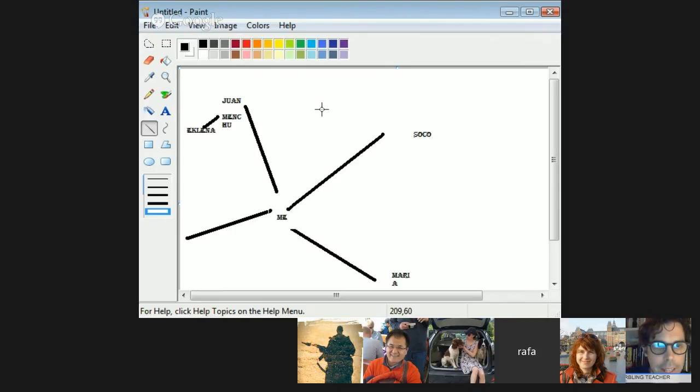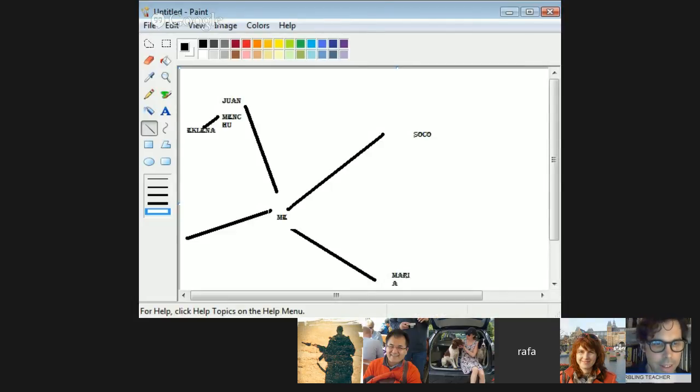So, I don't think it's his sister because Soko was the wife, and she's connected to Elenka. Is Menchu connected to Juan? Raphael: Yeah, those are my brothers, and Elenka is the daughter of Menchu's daughter. So that means that Elenka is your niece. My niece. Okay, fantastic. Excellent. Very good.